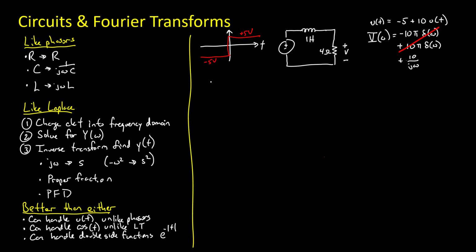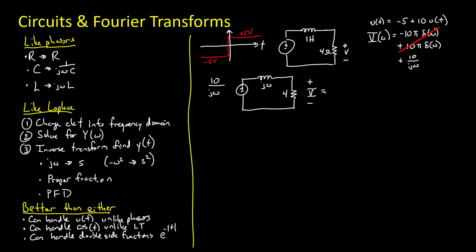So let's redraw the circuit in the frequency domain. The source becomes a 10 over j omega voltage source. Our inductor becomes a j omega reactance. The resistor stays 4 ohms. And we're still trying to find out this voltage across the resistor that I'm going to draw as clearly a capital V right now, since we're in the frequency domain.